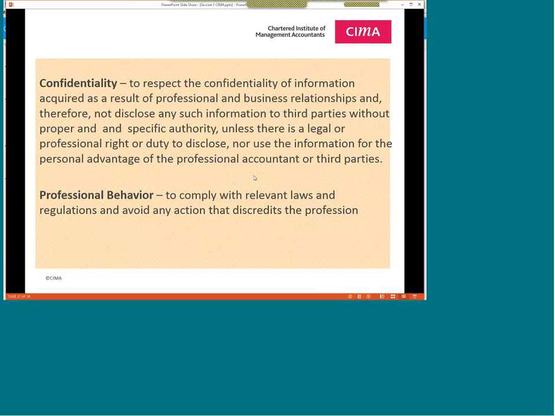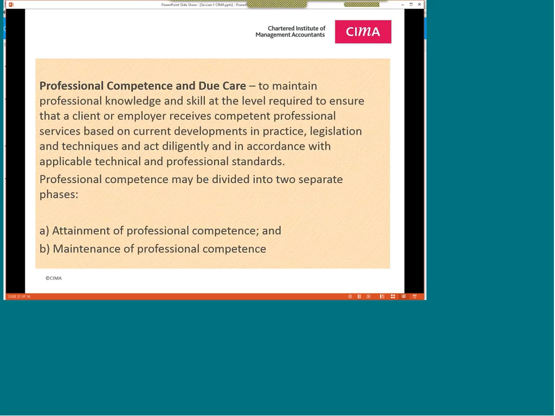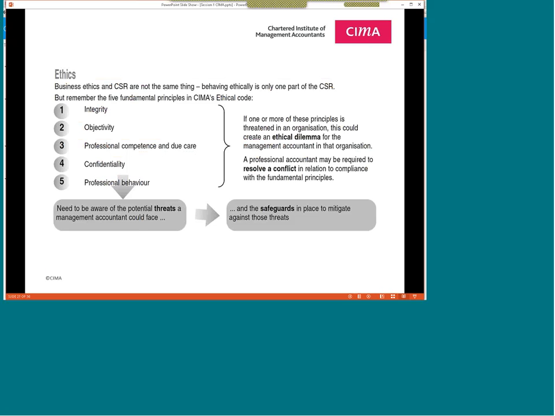And the next principle is professional behavior. Professional behavior means that you should comply with all relevant law and regulation and avoid any actions that will discredit your profession as a management accountant. And so those are all 5 main principles. And what we are going to do now, we are going to apply them to a specific exam question that was in a past exam.